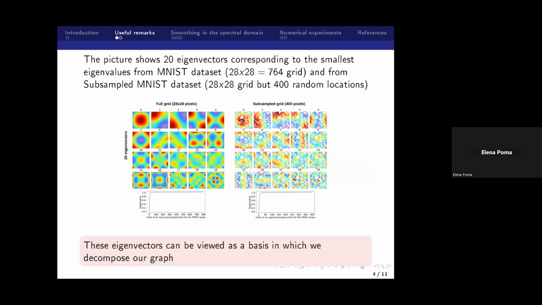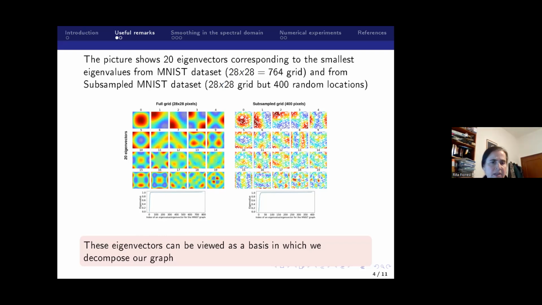Here I want to show two pictures. These two pictures show, on the left, 20 eigenvectors corresponding to the smallest eigenvalues from the MNIST dataset. Each element of this dataset is a 28 times 28 grid, and each eigenvector has the same size.